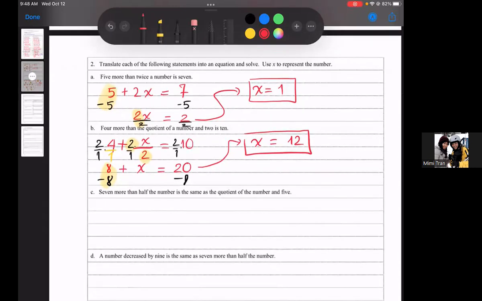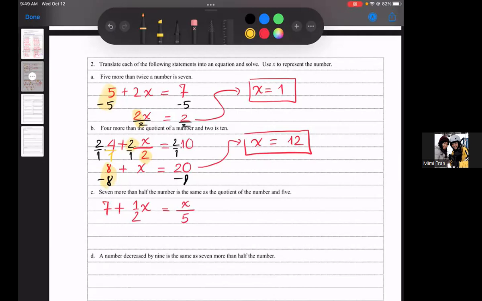C, 7 more than. So when I hear more than, I'm going to put a plus right there. And then I hear 7. So 7 plus something. Half of a number. Yeah, half X. X on the top. You can do X over 2, same thing, but let's do half X. Is equal. It's the same as quotient of a number and 5. Yeah, quotient means division. So what comes first? Yeah, 5. See, one thing at a time. You'll be fine.